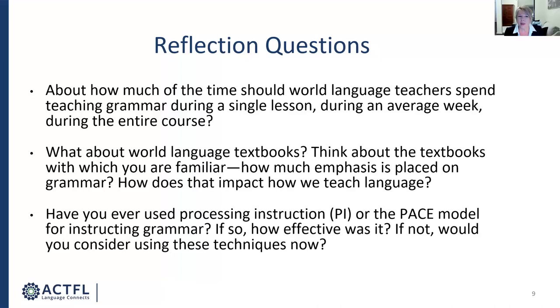Well, Paris, you got me thinking about something related to research. Even though processing instruction is input based, do you know that students who are exposed to processing instruction only perform equally well on output activities as students who were exposed to output-based instruction? So it's very effective because they're actually building their internal grammars, and then they're able to use it just like a baby when they're learning their first language. They're building that internal grammar.